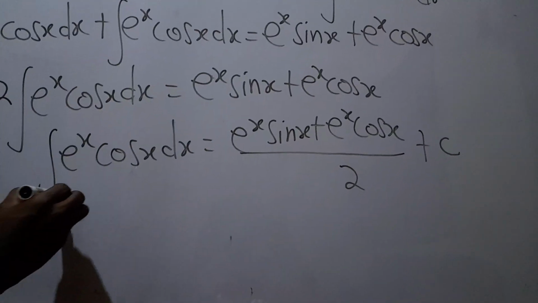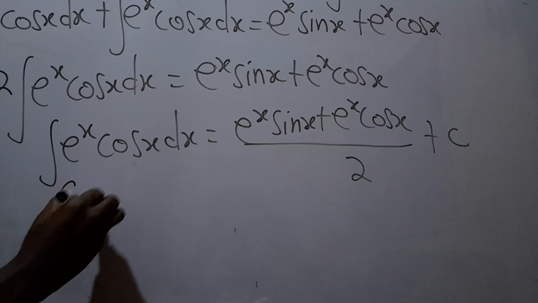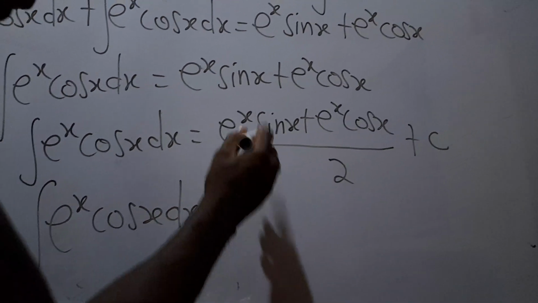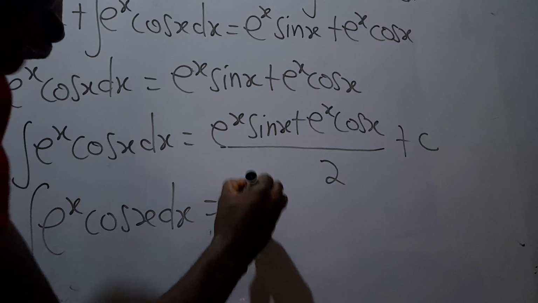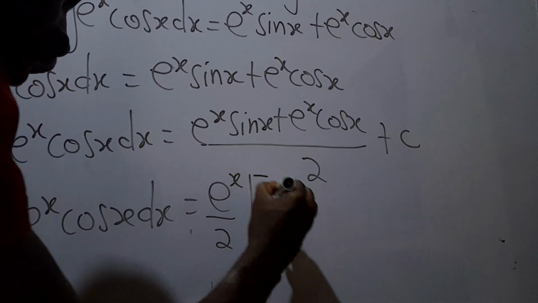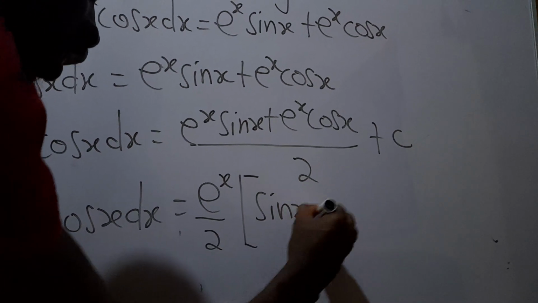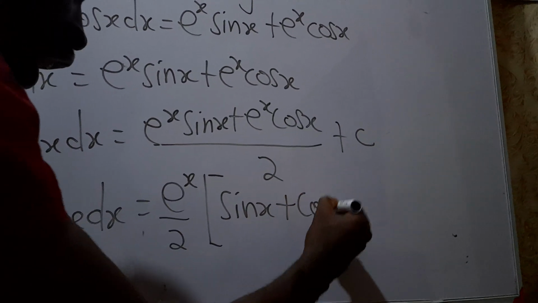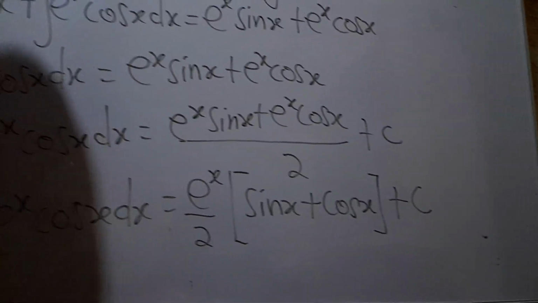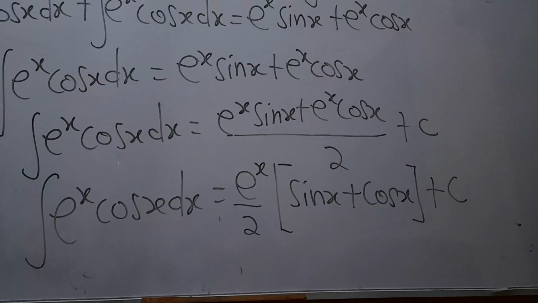which we can simplify as the integral of e^s cos s ds is equal to e^s, which is common to them, so e^s over 2, then bracket sin s plus cos s, then plus our constant of integration. I hope you get that.